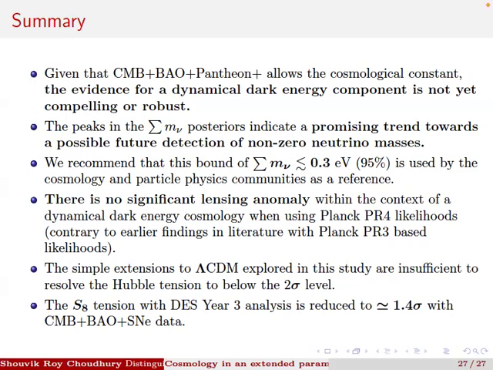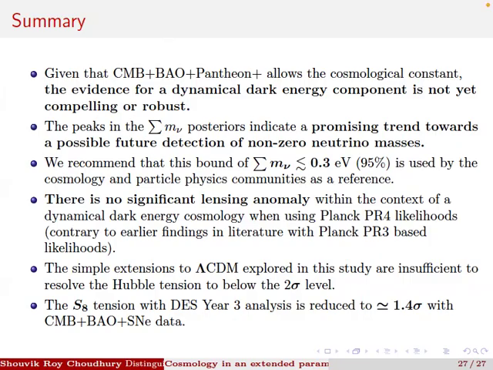The peak in the sum of neutrino masses posterior in the positive mass region suggests that in future we might be able to get a detection of non-zero neutrino masses at more than 2 sigma level. So we can maybe get an actual two-sided bound from cosmology alone.